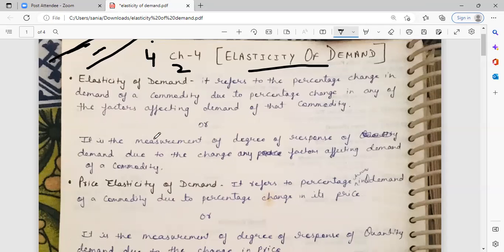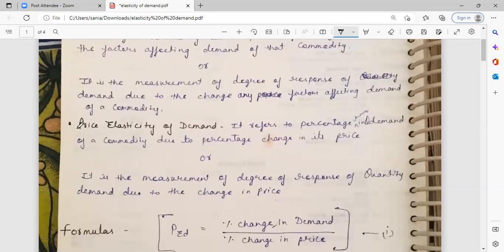Okay. Over here you are defining the factors, right? But if I say price elasticity, okay, price elasticity means over here no other factor is going to affect, only price will be affecting the demand. So it refers to percentage change in, see over here I've written QD is quantity demand, because I already mentioned that whenever your demand changes due to price, you won't say this is demand, you will say this is quantity demand.